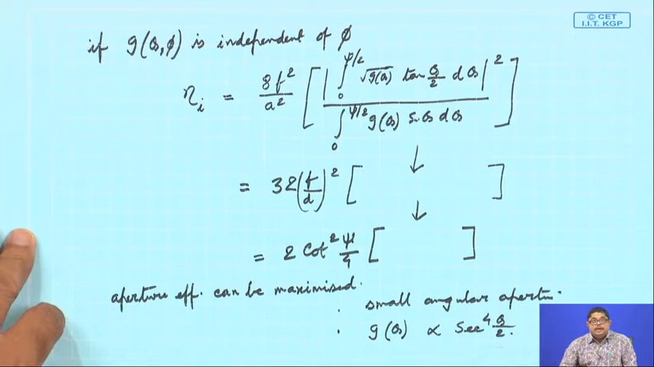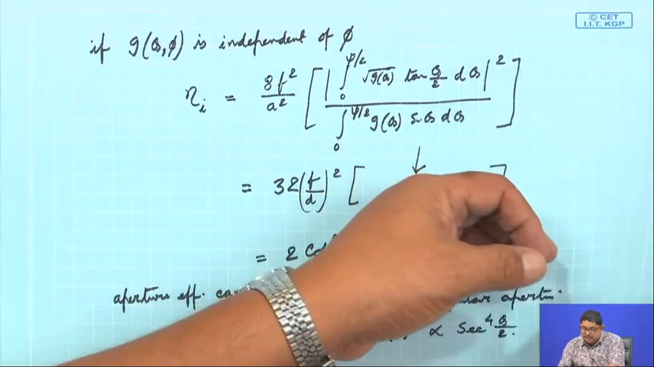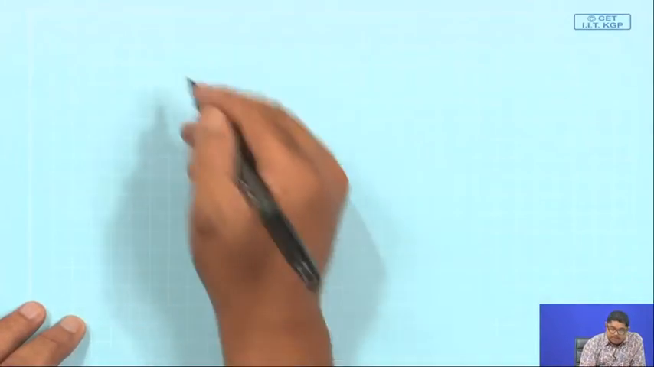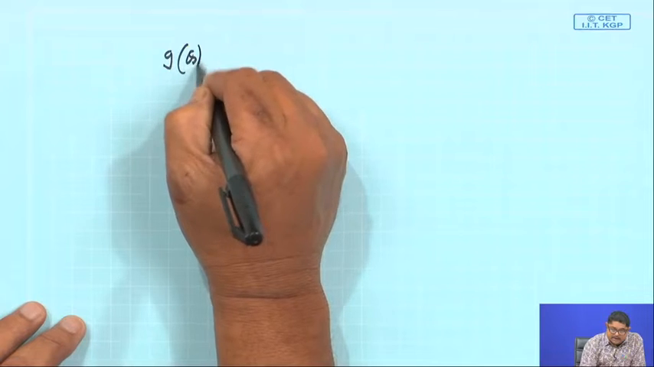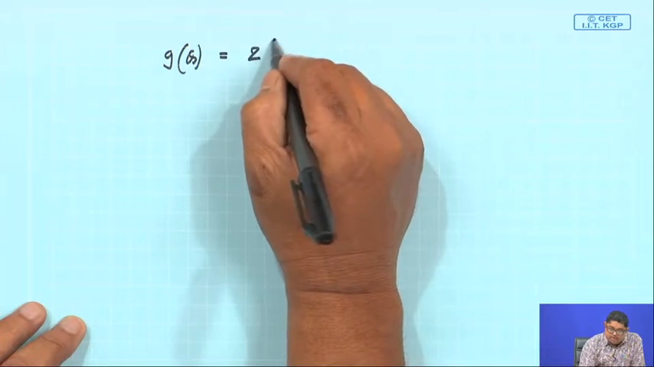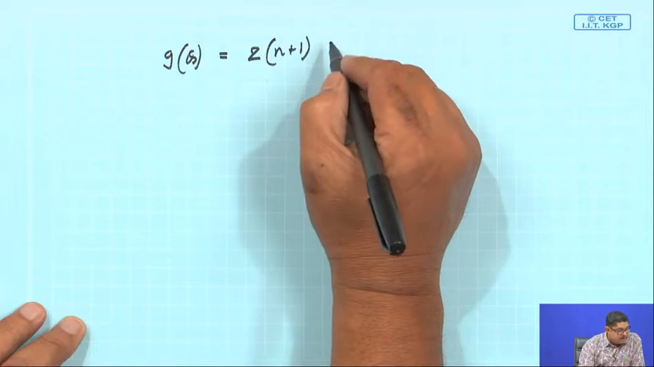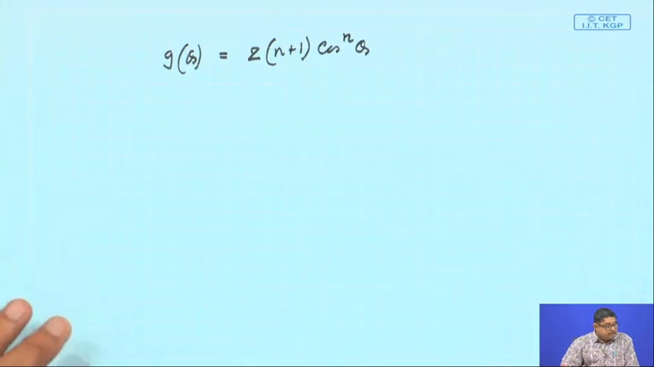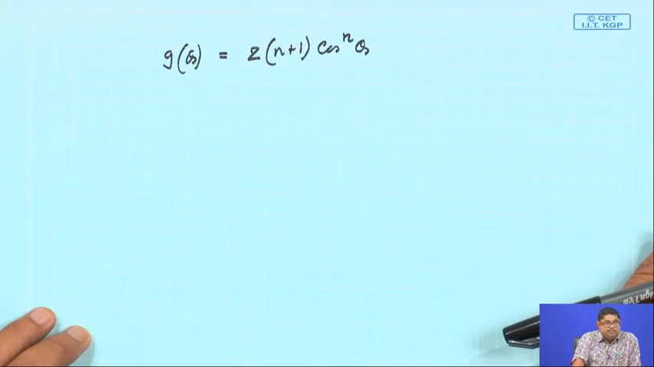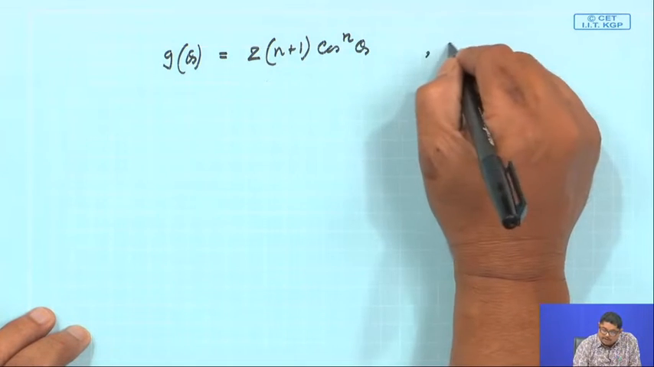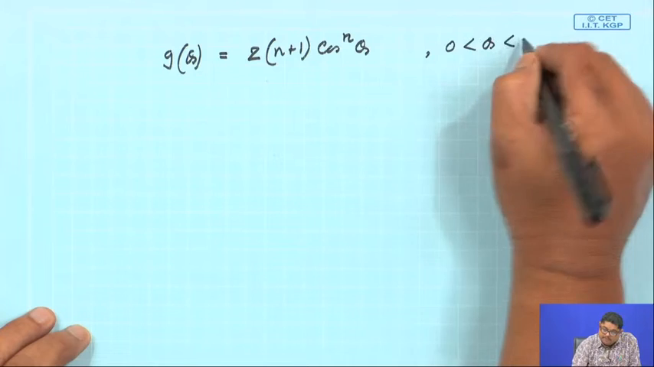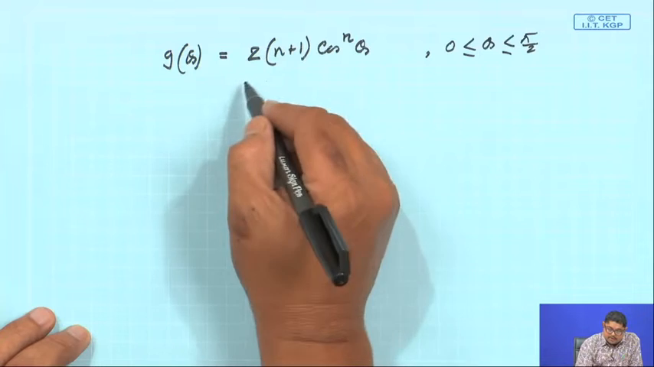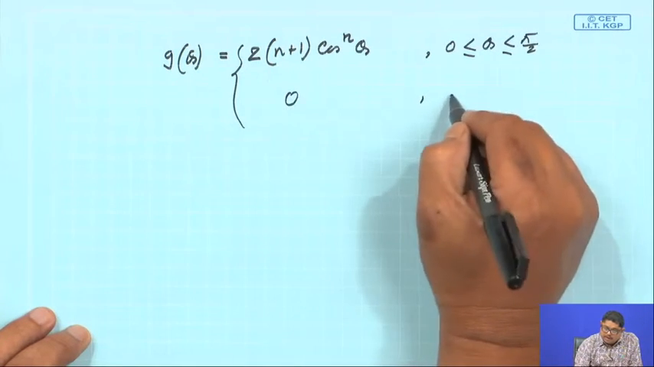So, instead of taking the sec function, people have found that we can have a better function. Suppose the feed radiation pattern is something like 2 n plus 1 cos n theta. That means, instead of sec 4 theta, we take cos theta to some power, for theta from 0 to pi by 2, in this zone, and 0 elsewhere.